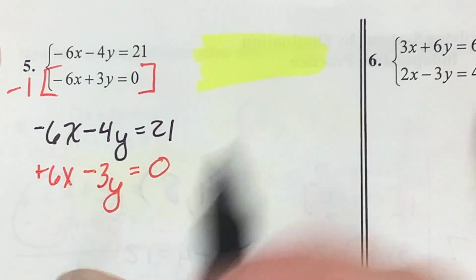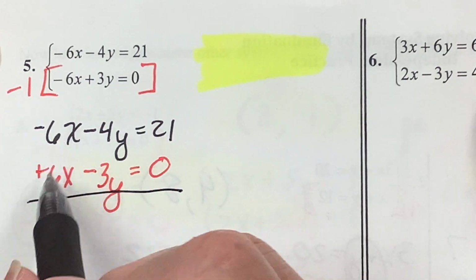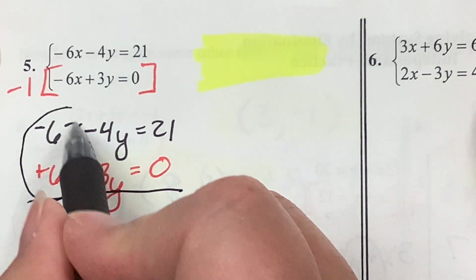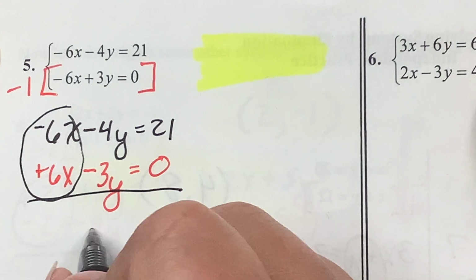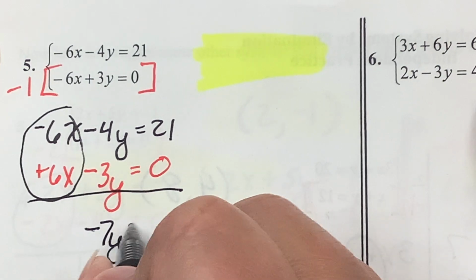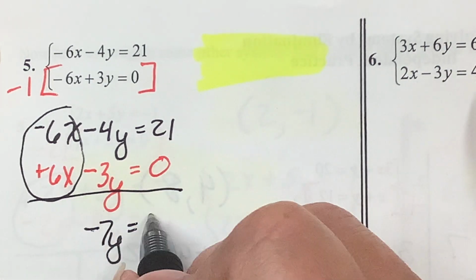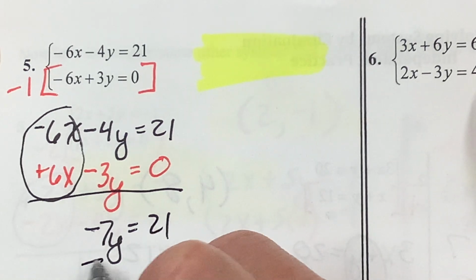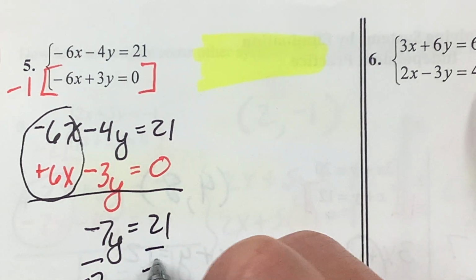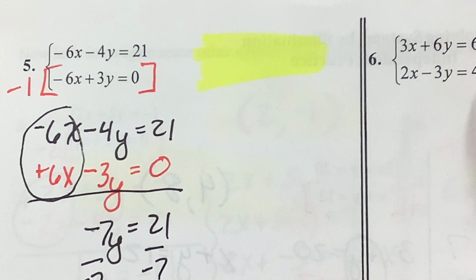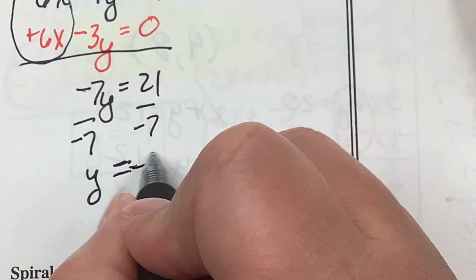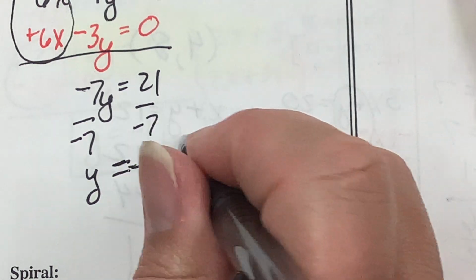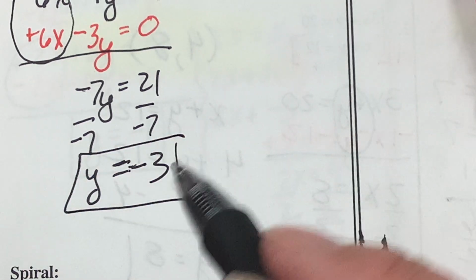Okay. Negative and positive, that becomes 0. Negative 4y minus 3y is negative 7y equals 21 plus 0, 21. Divide by negative 7, and y equals negative 3. Well, that's a sloppy mess. Oh, I know. It's okay.